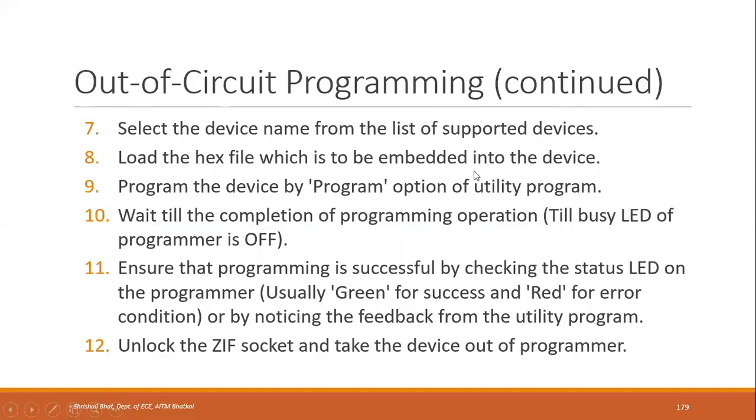So once it is programming, you wait till the completion of the programming operation. There will be a busy LED which will be indicating. Once it is done, that busy LED will go off. That indicates the programming is complete. Once the programming is complete, you ensure that it is successful by checking the status LED on the programmer. That status LED will be green normally for success, red for error. Or you can also check the notification or the feedback from the utility program that it will show successfully completed, right? So you check for that indication to ensure that the programming is successful.